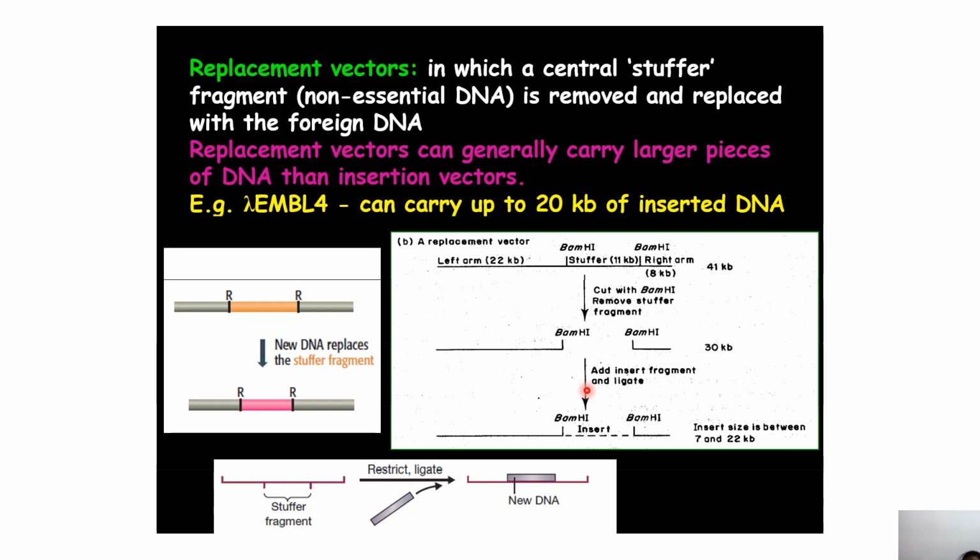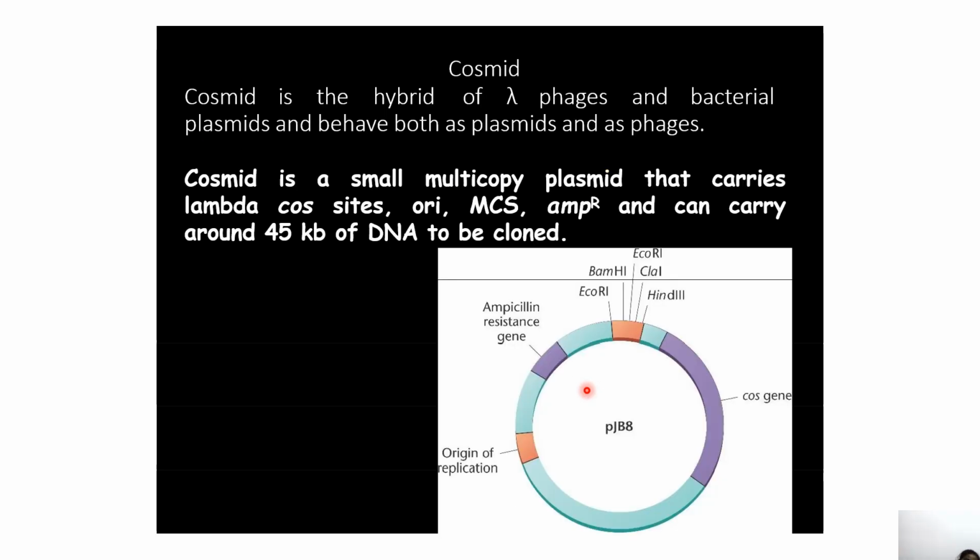Replacement vectors, in which a central stuffer fragment or the non-essential DNA is removed and replaced with the foreign DNA. So they can easily carry larger pieces of DNA than insertion vectors, up to even 20 kb of inserted DNA.